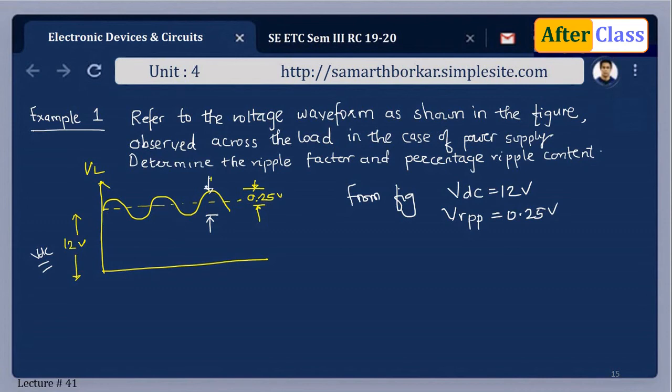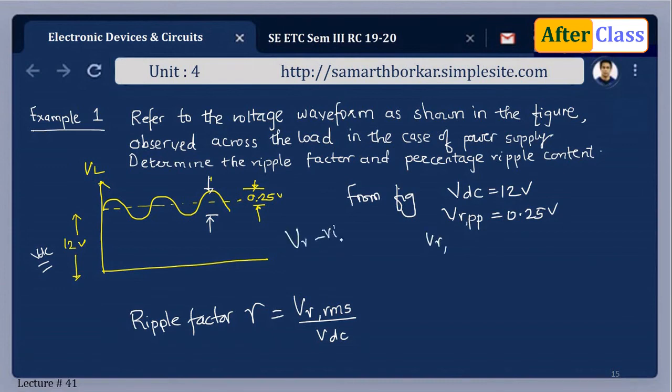Now we have to check what the ripple factor is in terms of percentage. Fine. So the ripple factor R is given as VR RMS divided by VDC. We know the value of VR peak to peak. So to calculate V ripple, VR, where V is the voltage, VR is the ripple voltage.